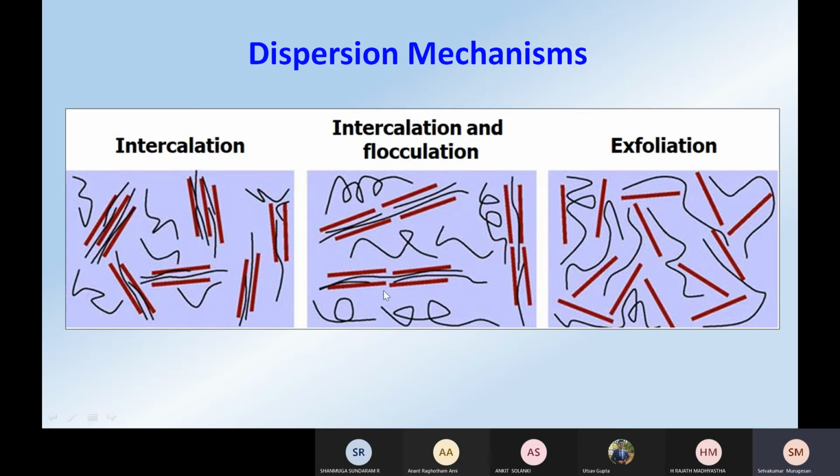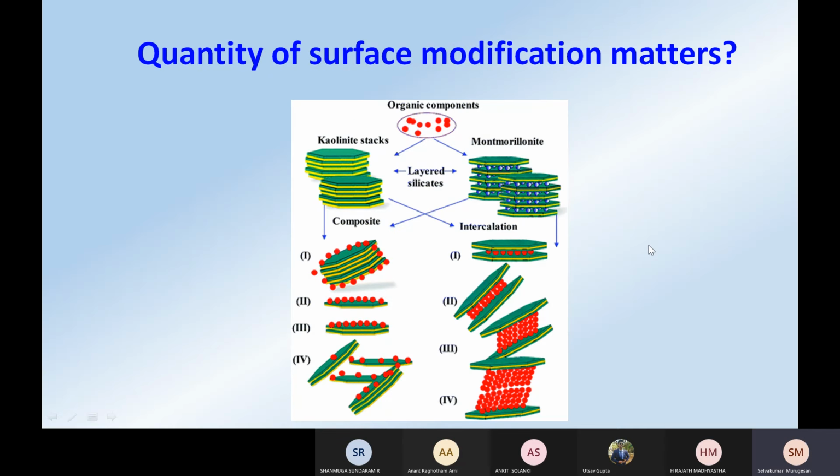Exfoliation means all the layers get exfoliated, kind of delaminated completely. That means there are no layers which are connected together, like a number of layers, three layers, two layers. So you can see all the layers are completely delaminated and dispersed individually, which is called exfoliation.